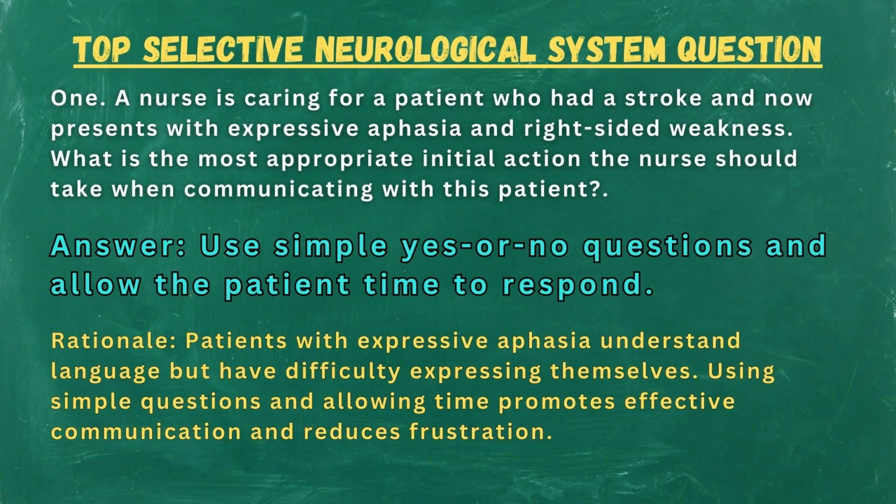1. A nurse is caring for a patient who had a stroke and now presents with expressive aphasia and right-sided weakness. What is the most appropriate initial action the nurse should take when communicating with this patient? Answer: Use simple yes or no questions and allow the patient time to respond. Rationale: Patients with expressive aphasia understand language, but have difficulty expressing themselves. Using simple questions and allowing time promotes effective communication and reduces frustration.